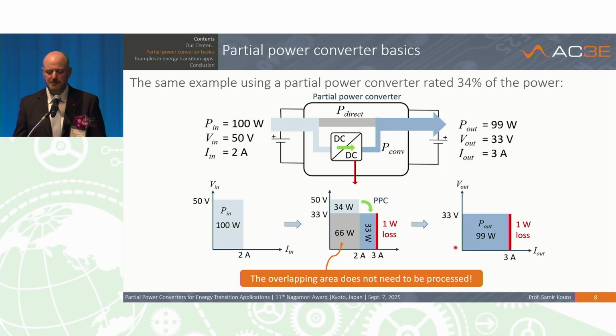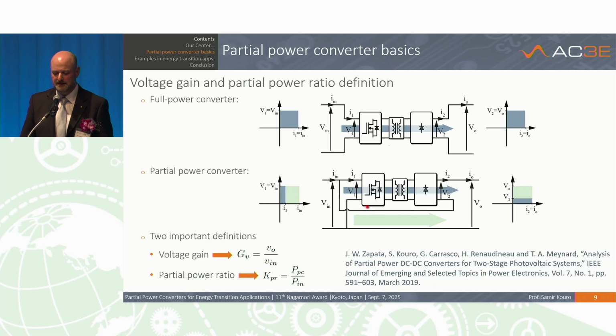But if we look at the partial power converter concept and we overlap the input area with the output area, the overlap is actually something that doesn't need to be processed. And this can flow directly without processing to the output, allowing a way smaller power converter over here, just to convert this 34 watts into 33 watts with just 1 watt of losses, getting to 99% of efficiency.